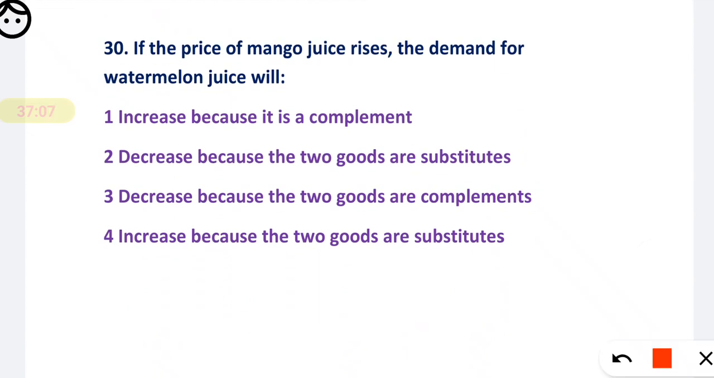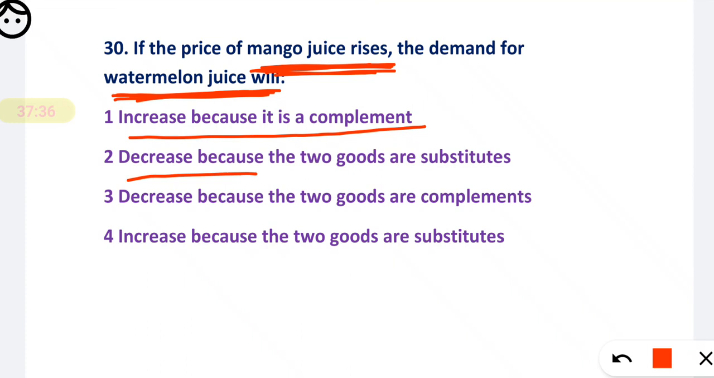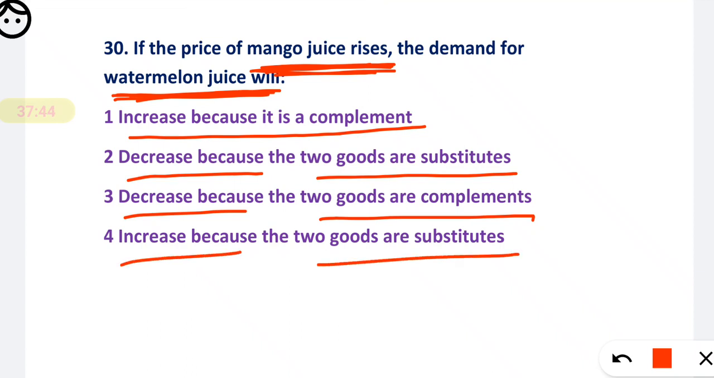If the price of mango juice rises, this is a very interesting question. If the price of mango juice rises, the demand for watermelon juice will be. So friends, see here, question 30. We know mango is also a juice and watermelon is also a juice. The options: increases because it's a complement, decreases because two goods are substitutes, decreases because two goods are complements, and increases because two goods are substitutes. So the fourth option is the correct one.